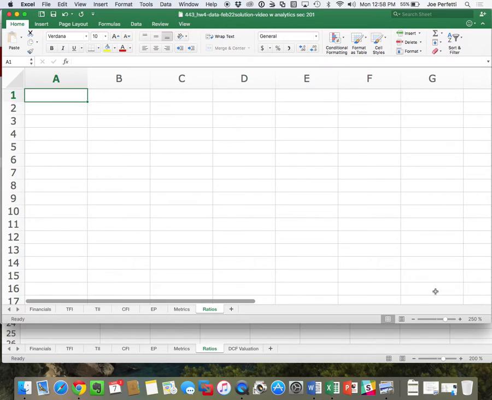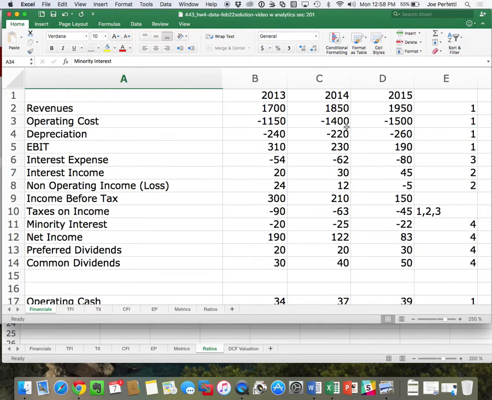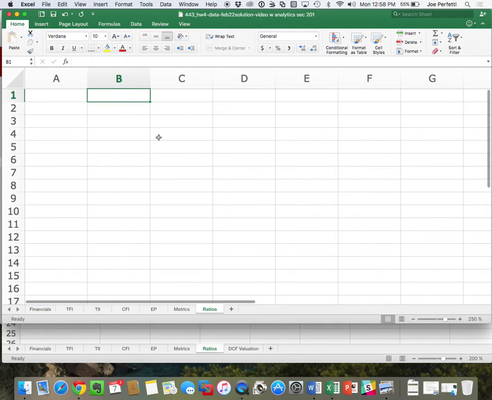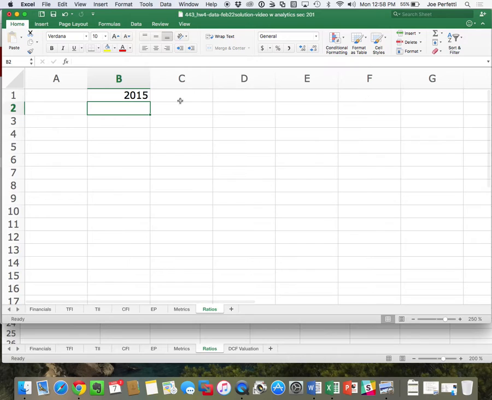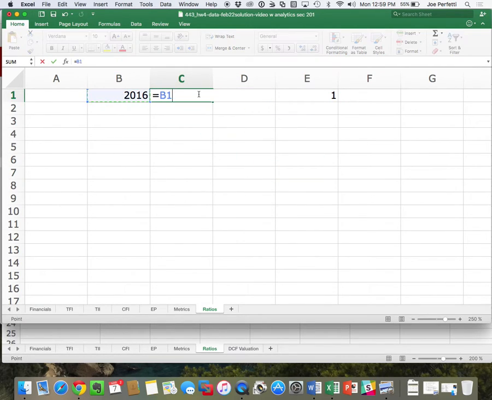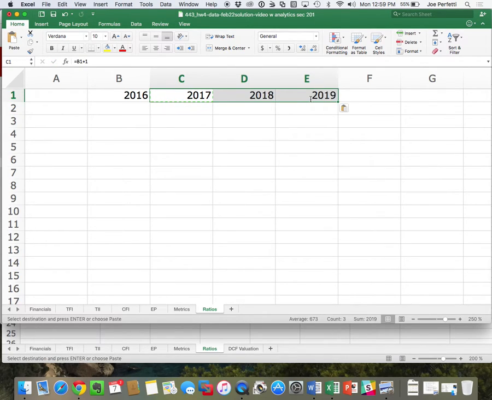What matters is the future. So basically, we have historical data here, 2013 to 2015. So starting with the ratios, I'll take the future data, which is 2016. So that plus 1. And we'll do 4 years' worth of forecast, equals previous year plus 1. All right, so this is my forecast.